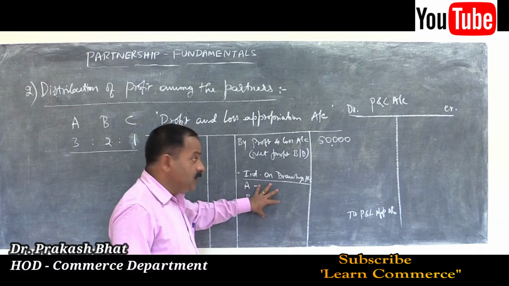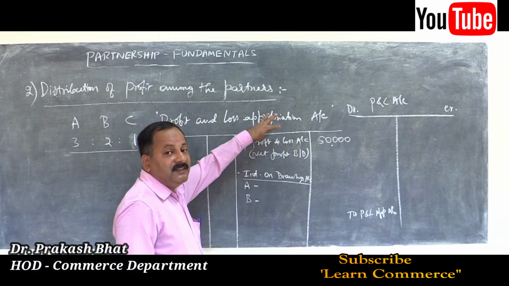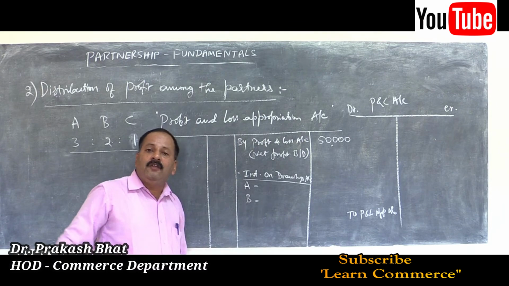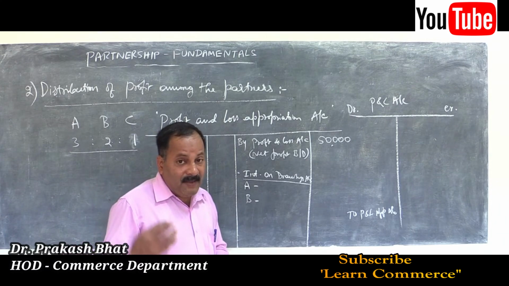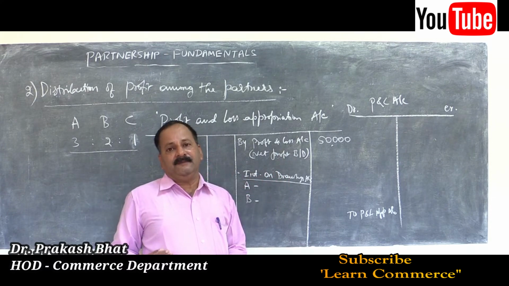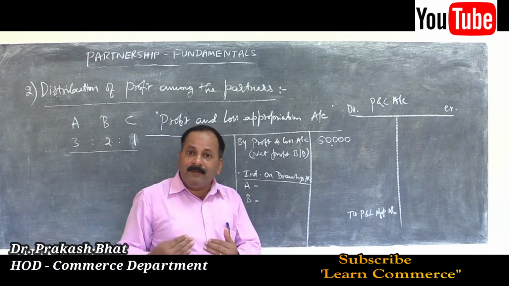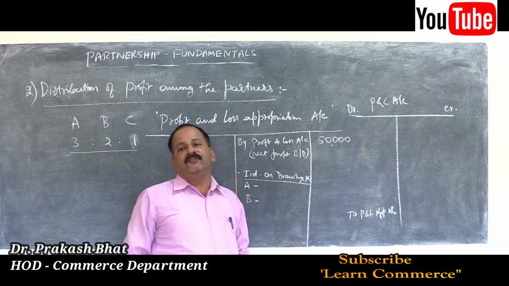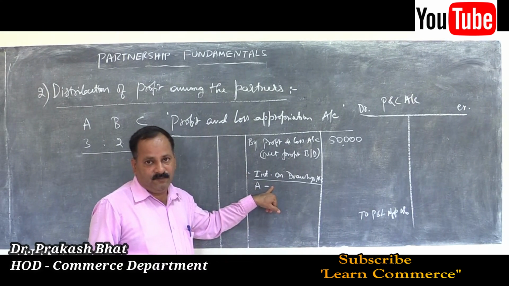Remember, here we have to make sure that you get the amount of drawings in the problem and the percentage of interest to be charged on the partners' drawings. Because it is an income to the firm, it is the interest payable by the partners on the amount withdrawn from the firm by the partners. The partners took money from the partnership firm for their personal expenses, and on that the partners are supposed to pay interest to the firm. So it is an income to the firm, so it should be recorded on the credit side.